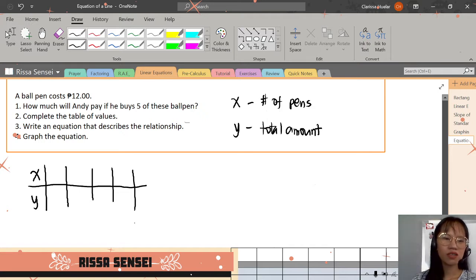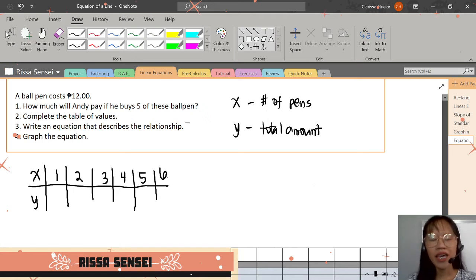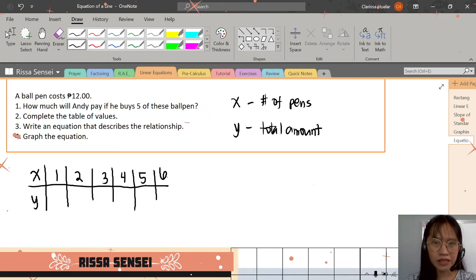Ayan. So, let's say we have this table. Mag-a-assign lang ako ng kahit na anong value ng x. So, yung nandoon sa module is 1, 2, 3, 4, 5, 6. Yung value ng x, it can be any number, kahit anong real number. Pero in this case, we have to use counting numbers. Bakit counting numbers lang? Kasi wala namang 1.5 na bilang ng ballpen.